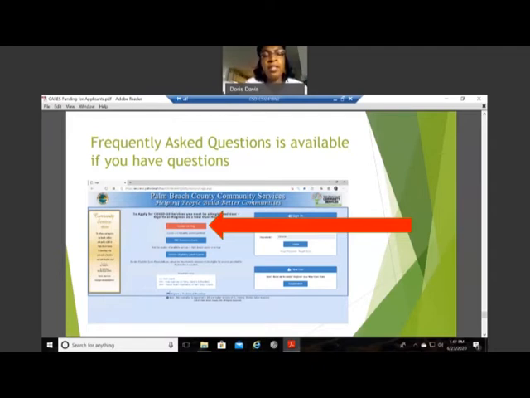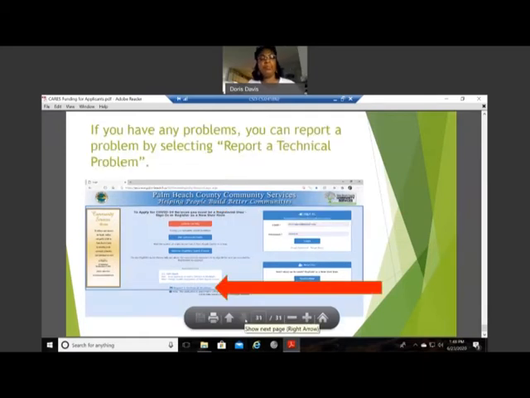You can dial 561-355-4792 if you need any questions answered about this application. Like I said before, if you have any problems with the system itself or anything that is happening as far as your registration is concerned, you can report that problem by selecting report a technical problem.